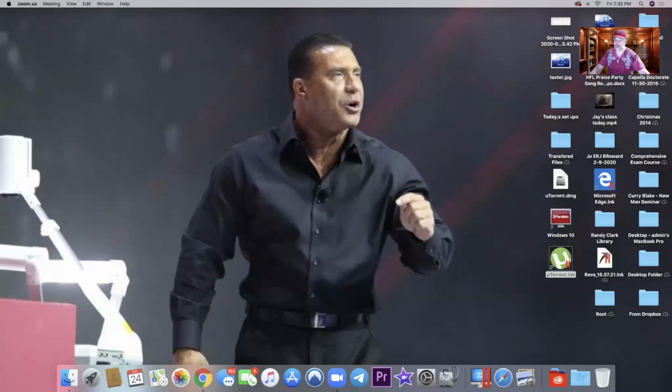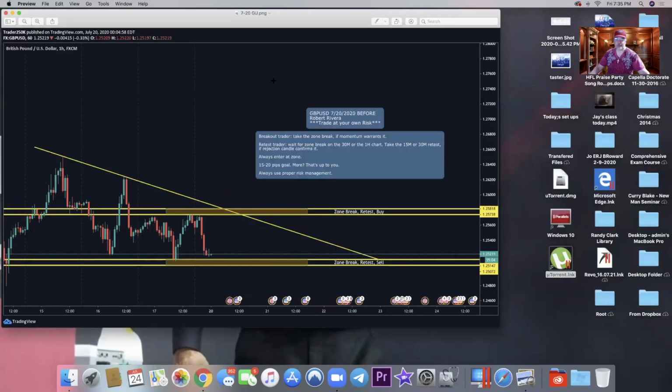So let's go ahead and get started. Let me see, which is the screen I want to share. I want to share this screen. All right, let's start with GU. GU was the first trade of the week.